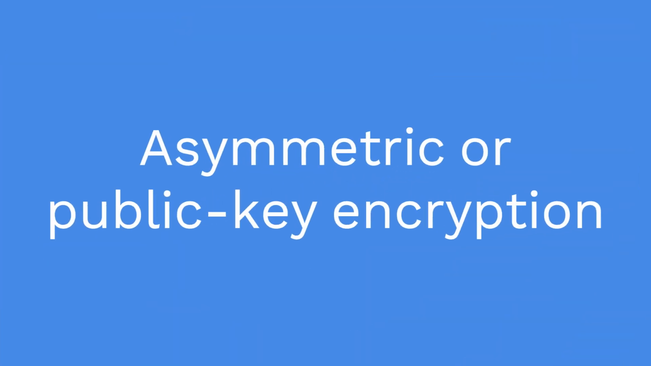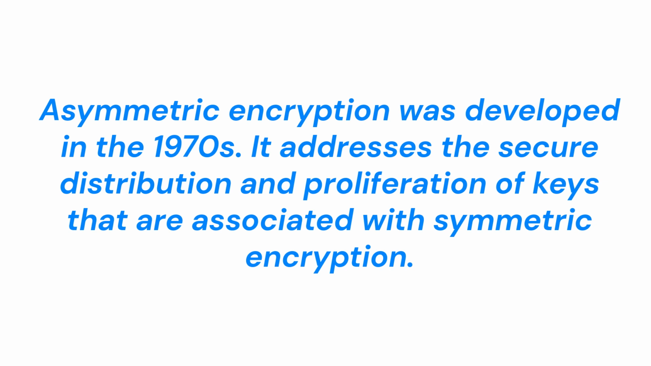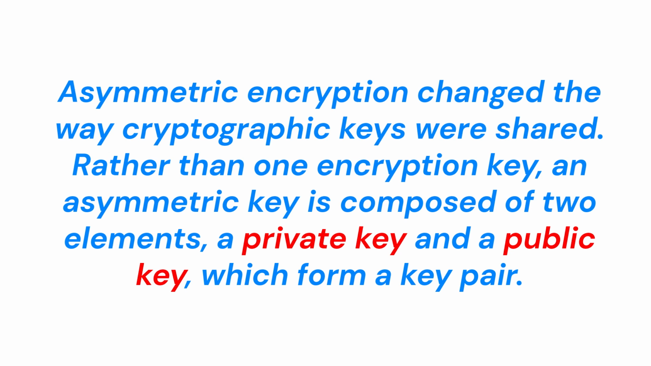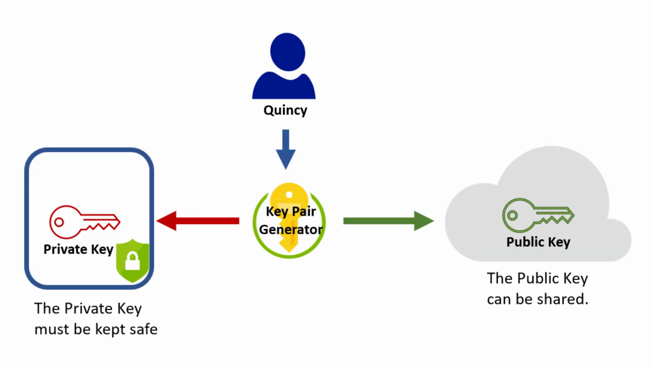Asymmetric or public key encryption. Asymmetric encryption was developed in the 1970s. It addresses the secure distribution and proliferation of keys that are associated with symmetric encryption. Asymmetric encryption changed the way cryptographic keys were shared. Rather than one encryption key, an asymmetric key is composed of 2 elements, a private key and a public key, which form a key pair.